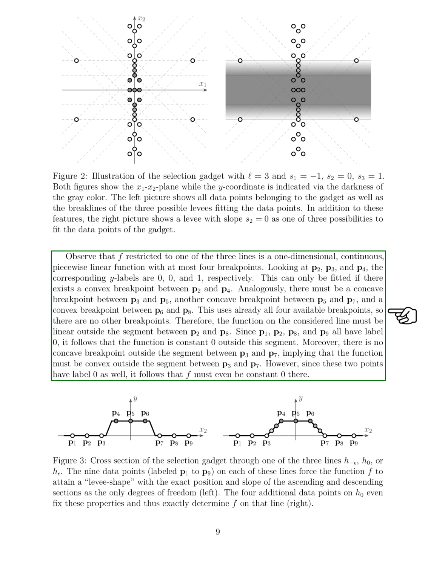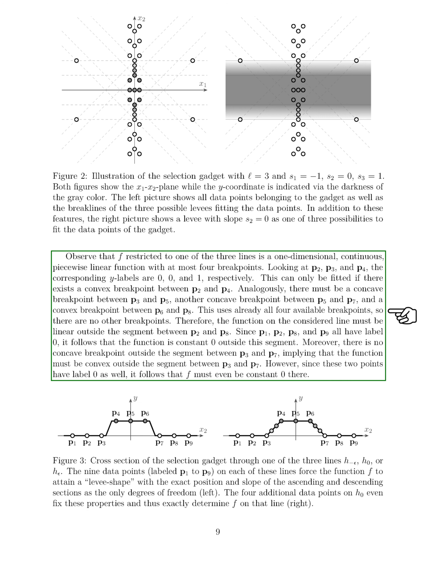Therefore, the function on the line must be linear outside the segment between P2 and P8. Since P1, P2, P8, and P9 all have a y value of 0, the function must be constant 0 outside this segment. Moreover, there can't be a concave breakpoint outside the segment between P3 and P7, which means the function must be convex outside this segment. However, since P3 and P7 also have a y value of 0, the function must be constant 0 there as well.